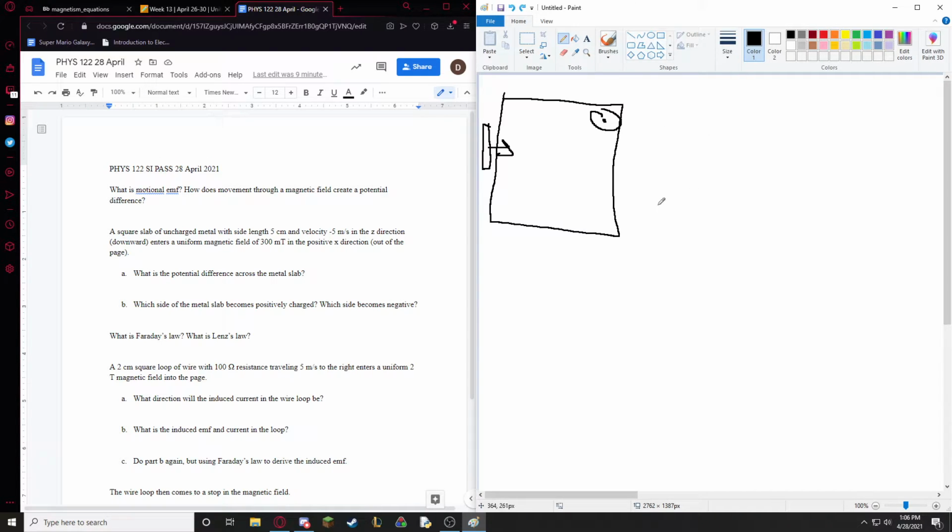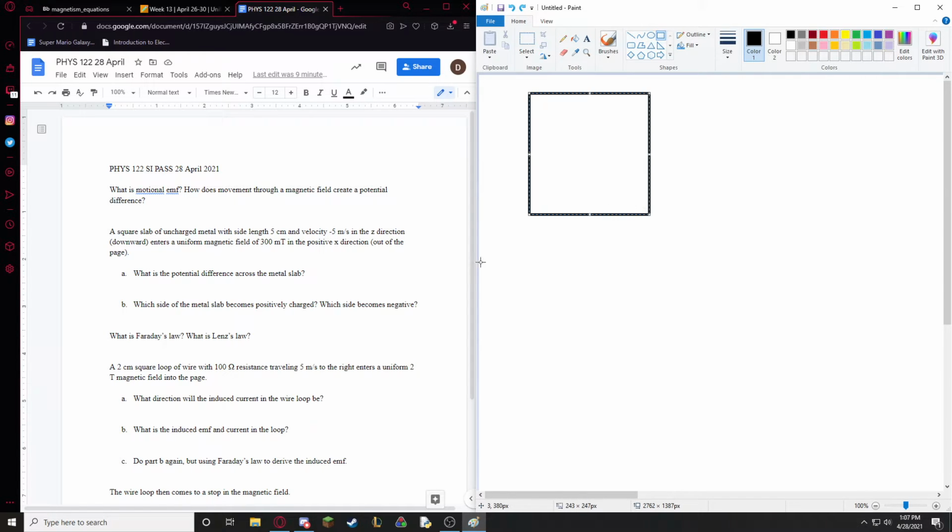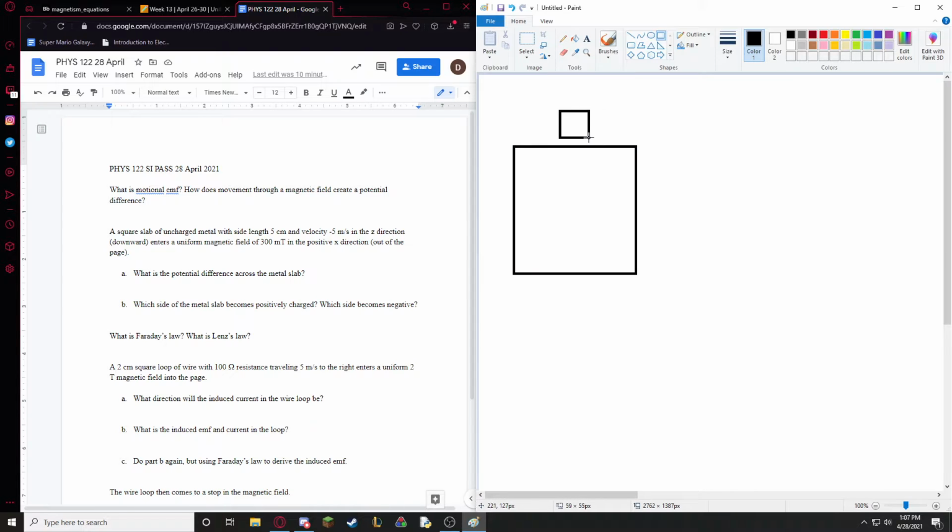Right. So let's go ahead and hop into an example problem. So we're going to have a square slab of uncharged metal. Let me redraw this now. We'll have our magnetic field, and a square slab of uncharged metal, side length 5 centimeters, velocity -5 meters per second in the z direction, so it's going up. Let me draw our magnetic field, and then we have our slab here. It's going to enter a uniform magnetic field out of the page.